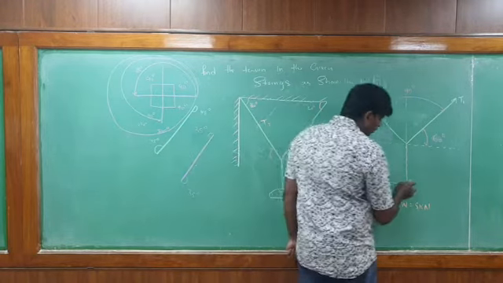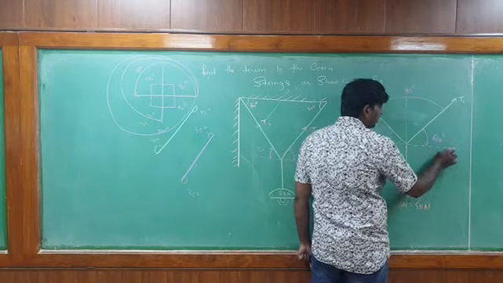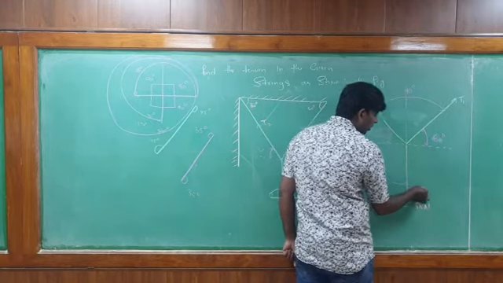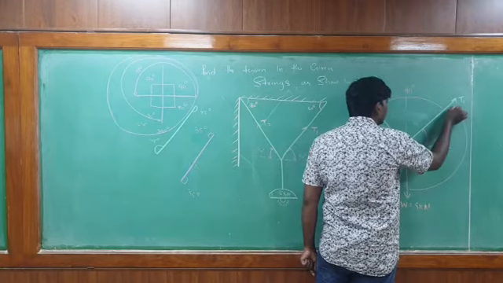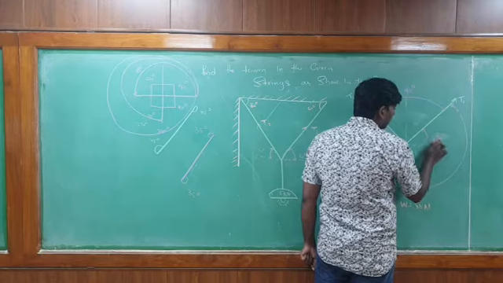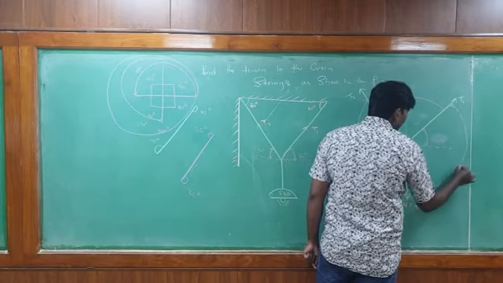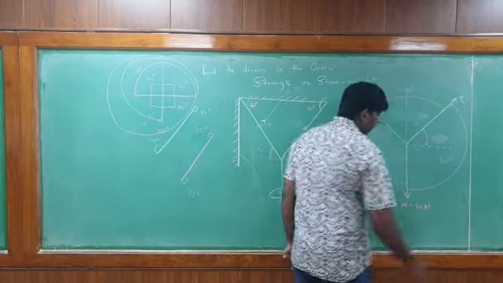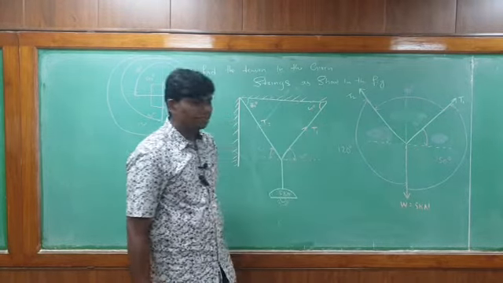Next one here, from here to here, how much is it? 90, and how much angle here? 60. So from here to here, 90 plus 60. How much angle is this? 150 degrees.